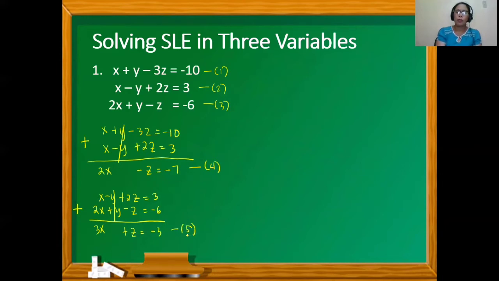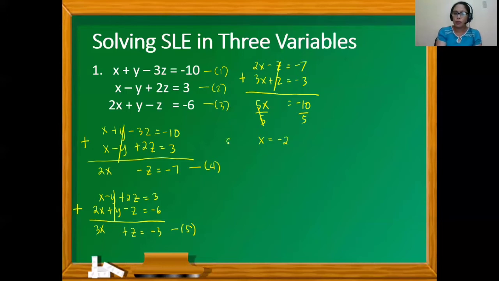Now we're going to make use of equations 4 and 5 and we will eliminate another variable. So we have 2x minus z equals negative 7 and then 3x plus z equals negative 3. Now we will make use of addition to eliminate z. So we have 5x and z is cancelled. We have negative 10 here. So dividing both sides by 5, we now have the value of x equal to negative 2.